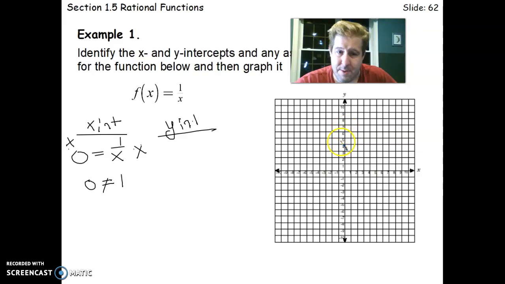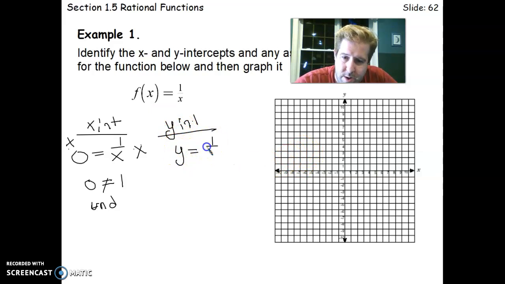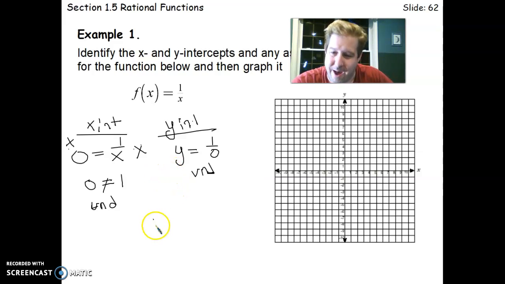Now, that's not a true statement, obviously, so therefore our x-intercept in this case is going to be undefined, because that doesn't make any sense. There's no x-intercept here because, as we'll find, the horizontal asymptote is the x-axis. Now, for the y-intercept, we have y equals 1 over 0. Once again, that doesn't make any sense either, because how can you divide 1 by 0? That's undefined also. That also makes sense because the vertical asymptote is going to be on the y-axis.